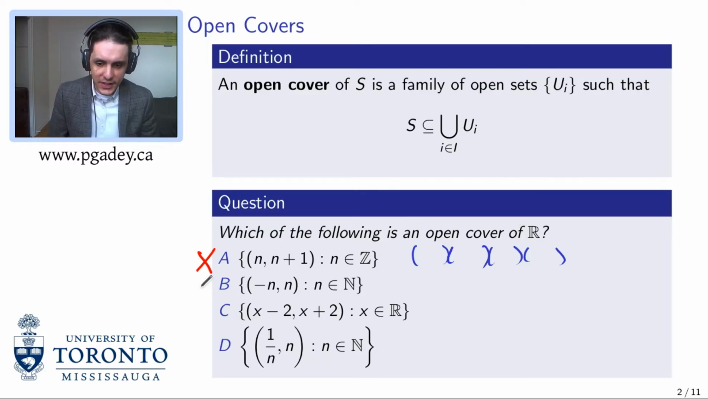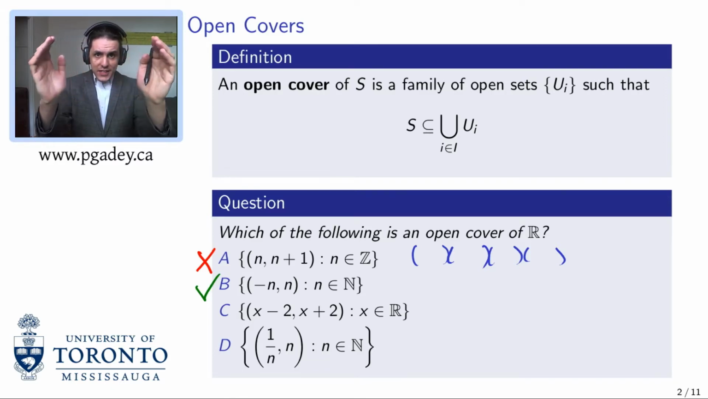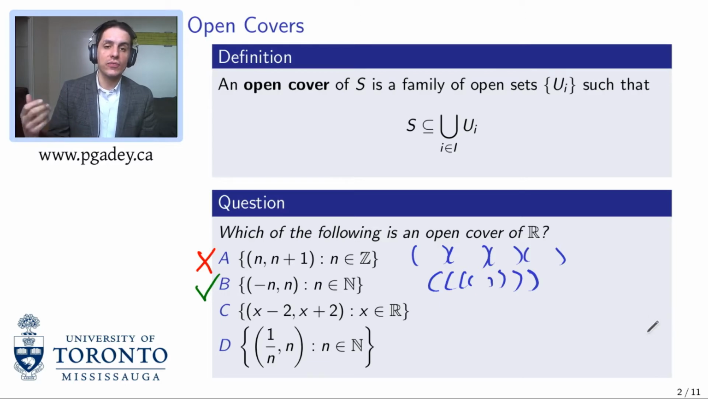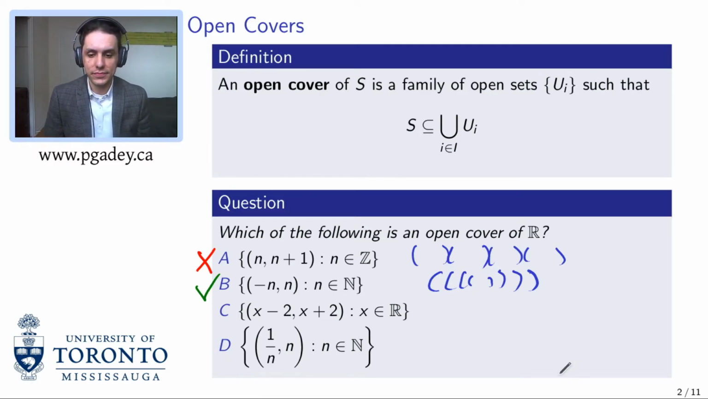Our next set of intervals actually is an open cover, and it's a very important open cover because all the sets are contained one in the other. It looks something like this. For any real number, it's eventually going to be bounded by some n, and will be contained in the set negative n to n.